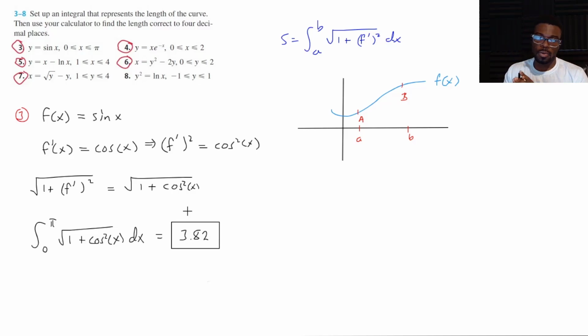Always make sure that when you're carrying out these integrals with trig functions, remember to set your calculators to be in radians, not degrees. It's a common mistake, and that's very easy to make. With all of these computations, whenever there's a trig function involved, we want to make sure our calculator is set to radians so that we come out with the right answer.